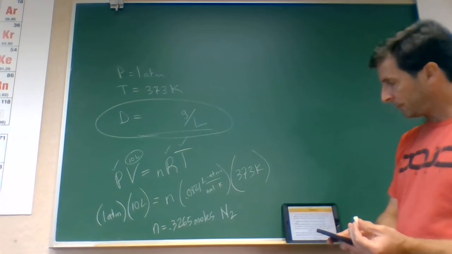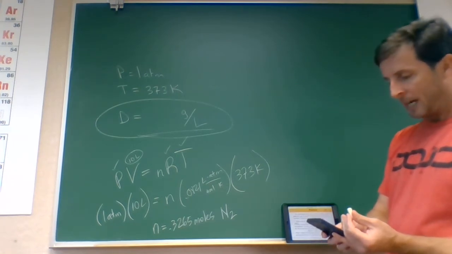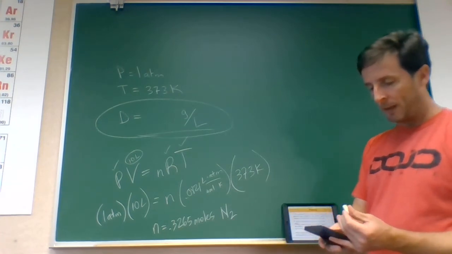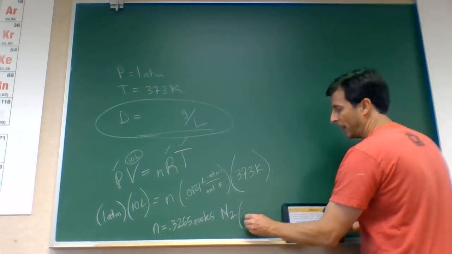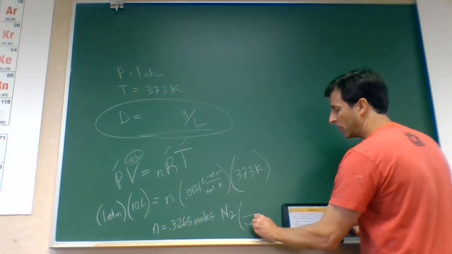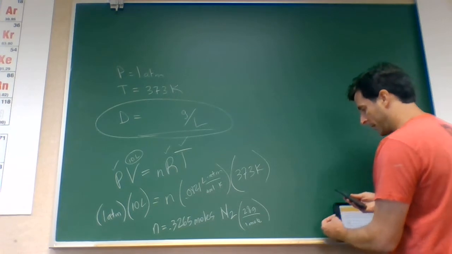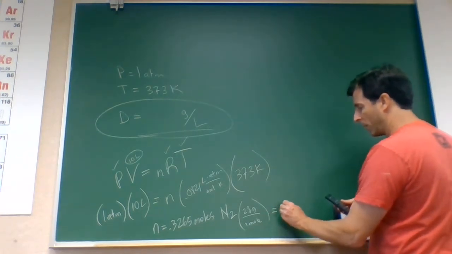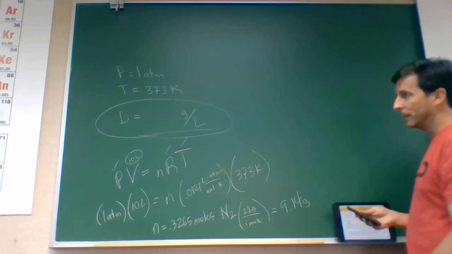So, 0.3265 times the molecular weight of N2, which is going to be about 28. So that's going to be, if I do 1 mole, 28 grams. That's going to give me 9.14 grams of nitrogen.